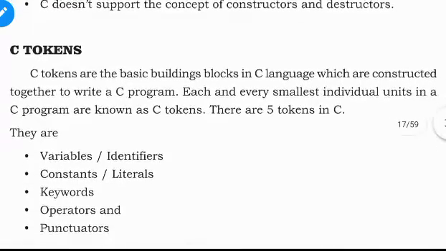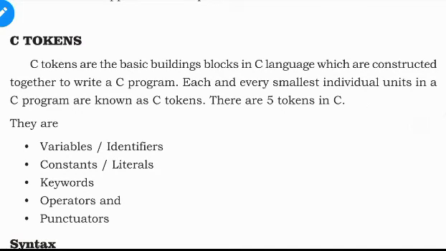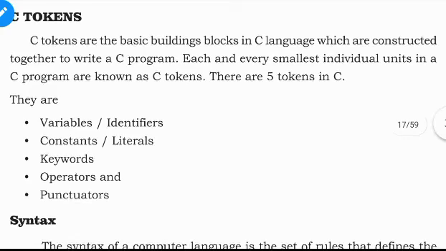Then, C tokens. C tokens are the basic building blocks in C language, which are put together to write a C program. Each and every smallest individual unit in a C program is known as a C token. There are 5 tokens in C. So note this down: what are the C tokens? They are the basic building blocks in C language and there are 5 tokens in C language. Note them down one by one. First, variables or identifiers.